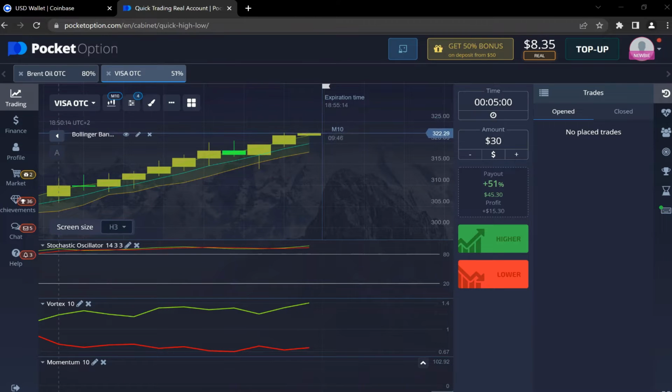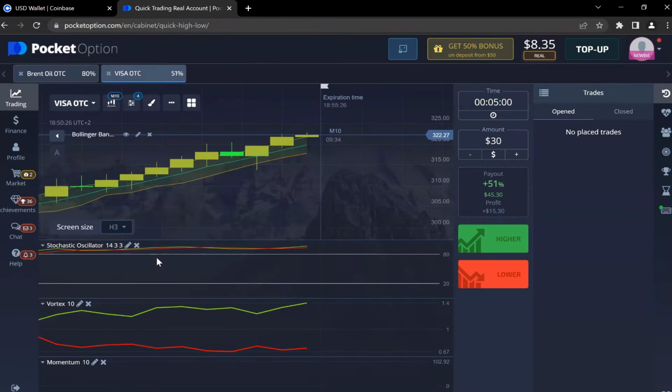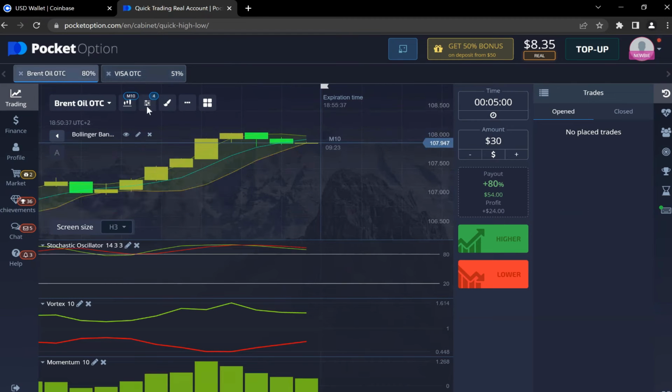Okay, what's up, y'all? So we are about to start trading binary options. All right, so I already looked up two stocks I want to trade that look like they have a good trend going.